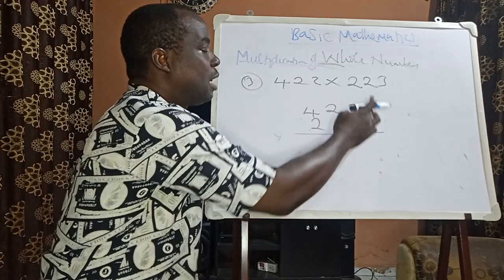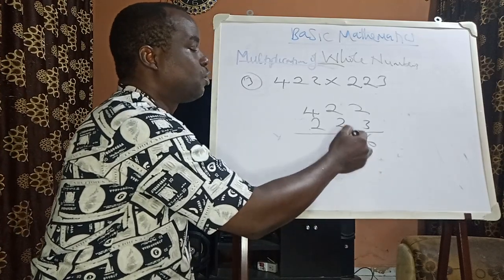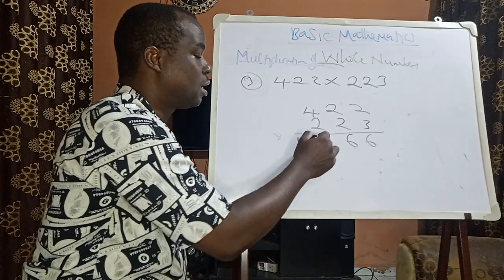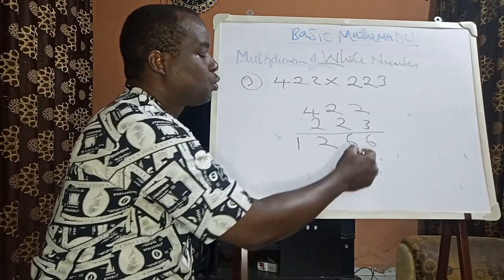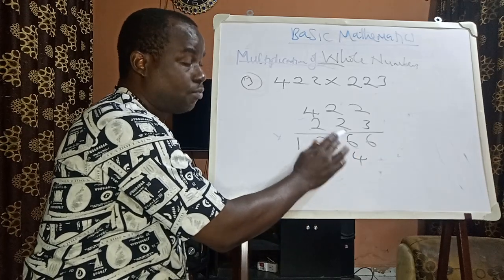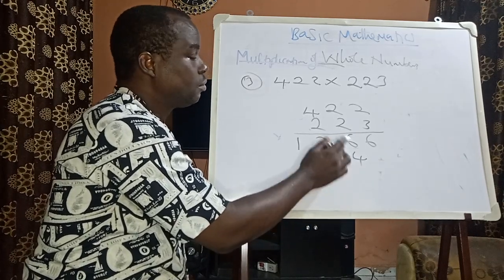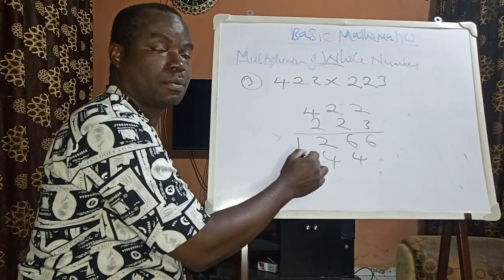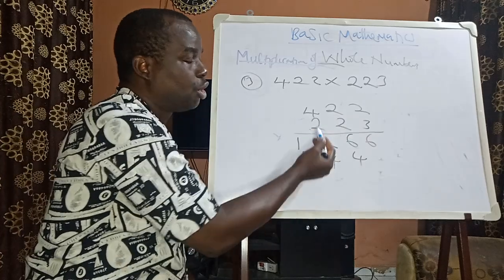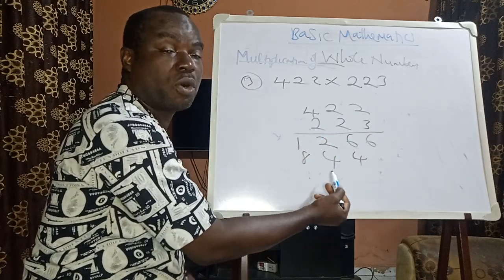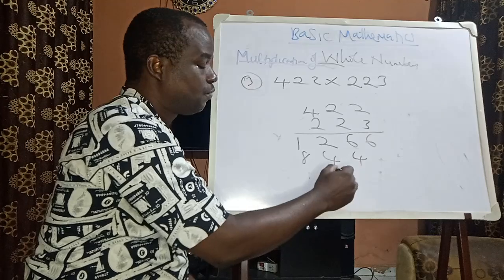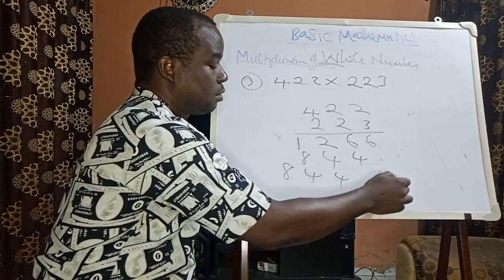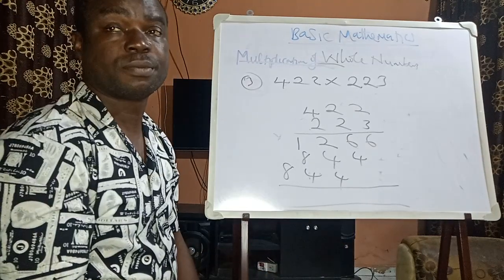Now go. 3 times 2 is 6. 3 times 2 is 6. 3 times 4 is 12. So we have 1 and 2 here. 2 times 2 is 4. You know, you start writing from under here. 2 times 2 is 4. 2 times 4 is 8. For this third one that will now multiply everybody, we start writing from under here. 2 times 2 is 4. 2 times 2 is 4. And 2 times 4 is what? 8. So add it up.